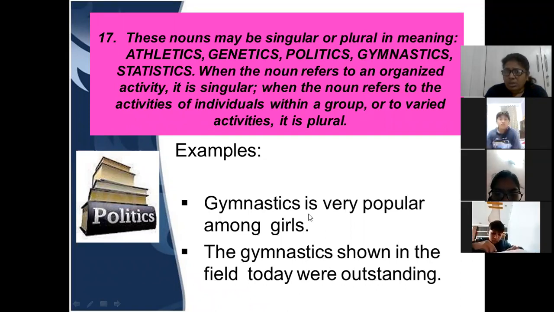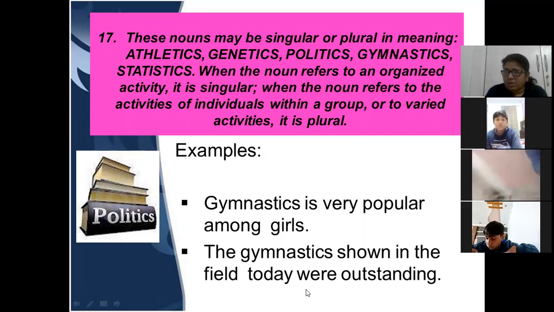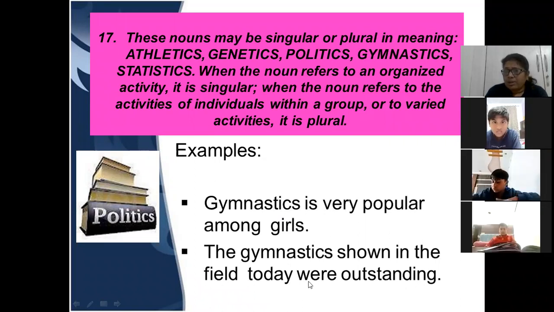Here also the noun is used. But why are we using is here and why are we using were here? See, the first sentence is saying, gymnastics is very popular among girls. So here it is what? It is an organized activity. It is the name of an activity, right? But here, gymnastics shown in the field today were outstanding. Here it is like the activity of individuals. All the students or all the participants are showing their performance here. That's why we are using is here and were here. Am I clear?